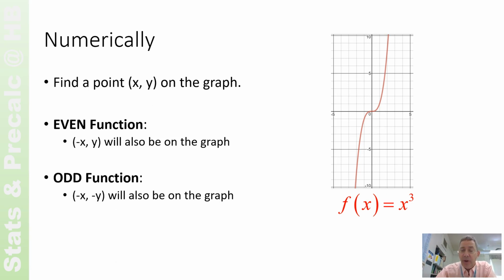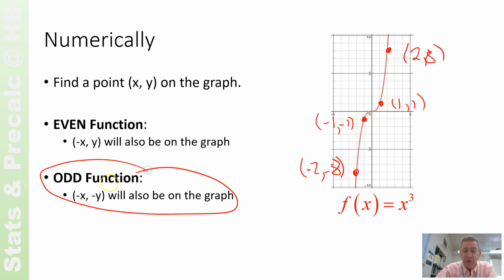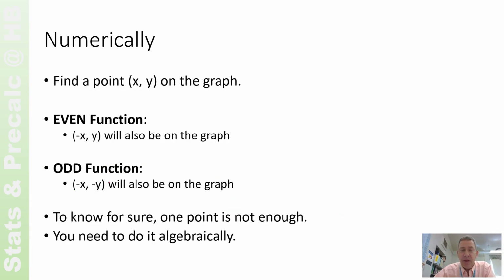For instance, y equals x cubed has the point (2, 8). Because it's an odd function, it also has the point (-2, -8), where you're looking at the opposite of both. Or for instance, you have (-1, -1) here, and (1, 1). The opposite of both. If it's an odd function, the opposite of both will be on the graph. Numerically, you can't tell if you just look at one point; you see what others are not there. To know for sure, you can't just use one point. You have to go algebraically.